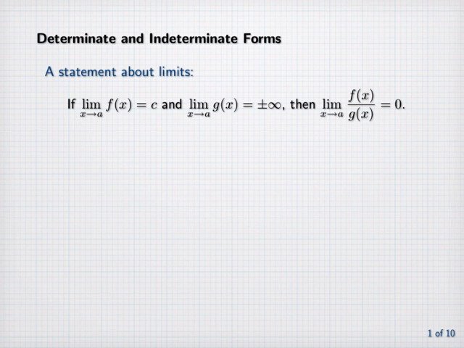If the limit as x approaches a of f of x equals c, and the limit as x approaches a of g of x is either plus or minus infinity, then the limit as x approaches a of the quotient f of x divided by g of x is equal to 0.